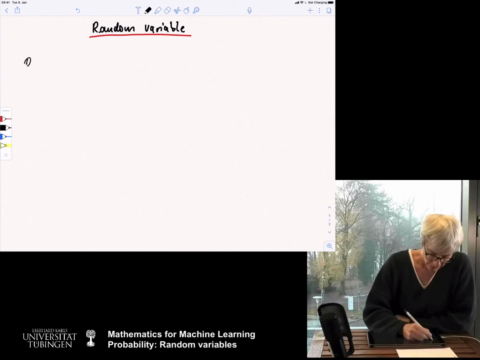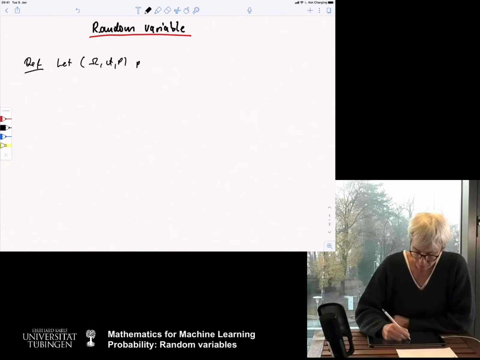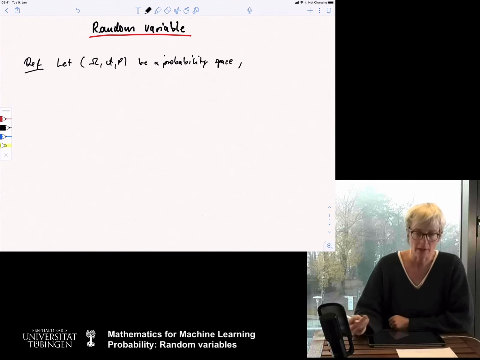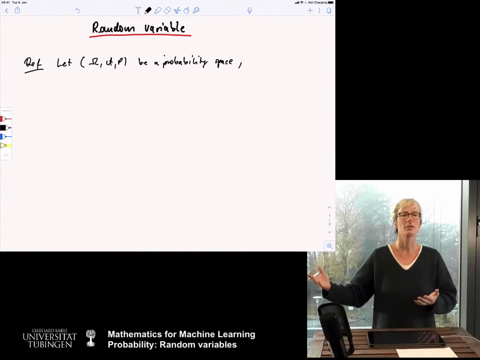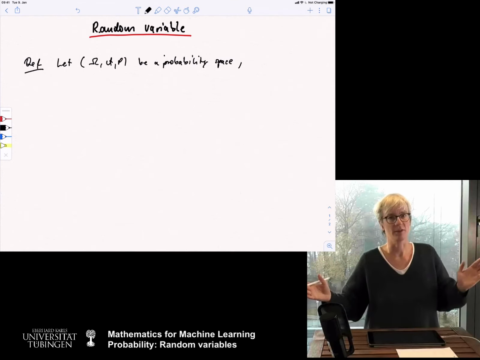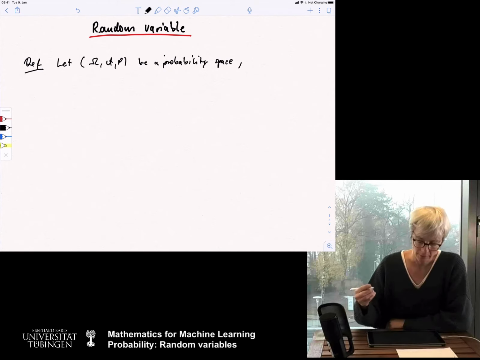So let me define it. We consider a probability space. So let omega, A, P be a probability space. Maybe I should write B as well. And now, this is the space of the objects that we can sample. But now we're interested in taking some kind of measurement on these samples, and these are going to end up in a different space. So we need a second space.